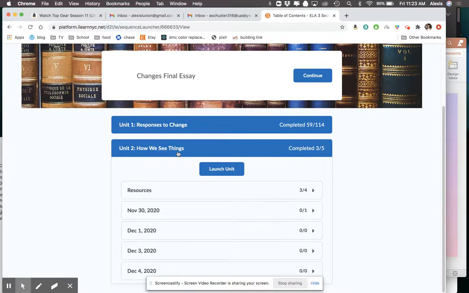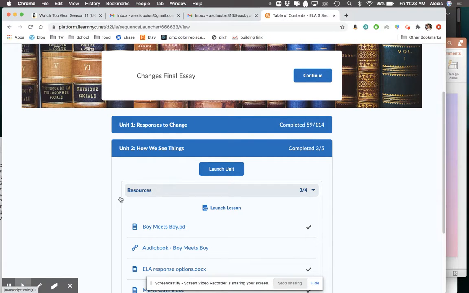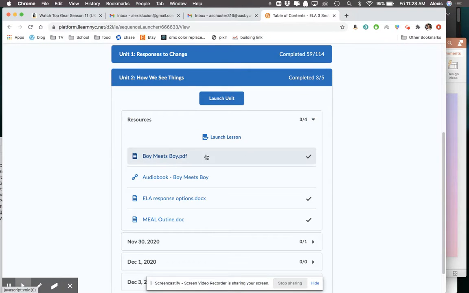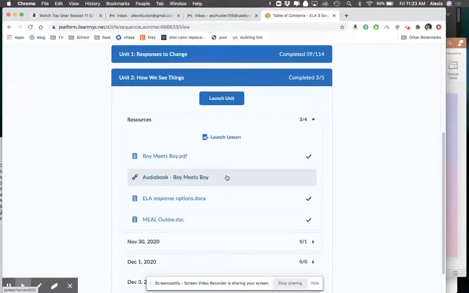So this is Unit 2, How We See Things. That's the one that we're in today. So that's where all of your work is going to be. And like usual, you're going to have a resources folder. In that folder, you have the copy of the book right here, the PDF, and you also have a link to the audiobook. This audiobook is through Spotify. If you don't have a Spotify account, it's free. I would really suggest you get one because there's also tons of cool music on there. You probably already have one. And then it has some documents that you are used to.